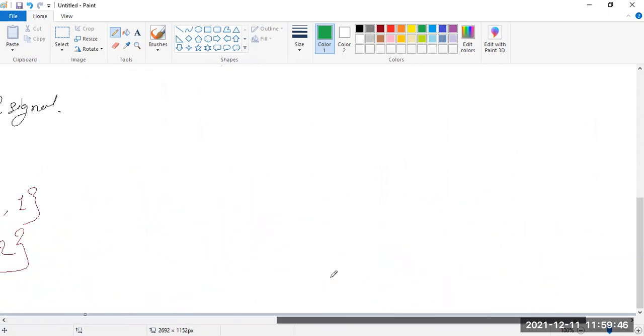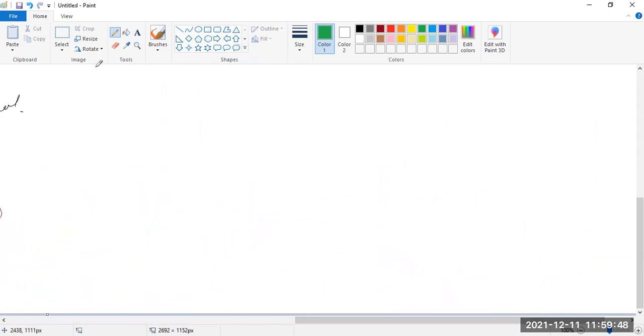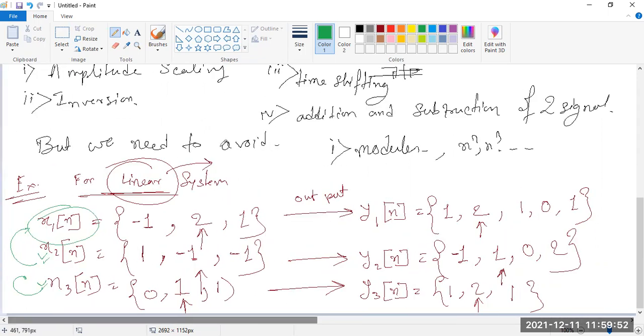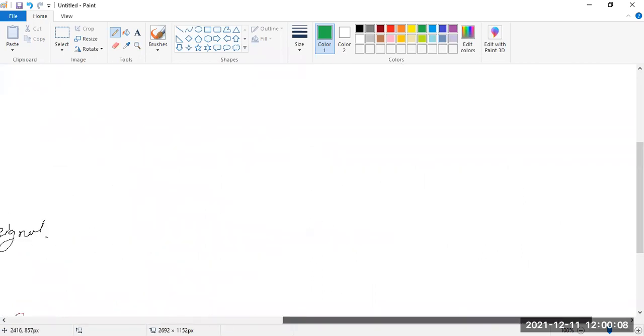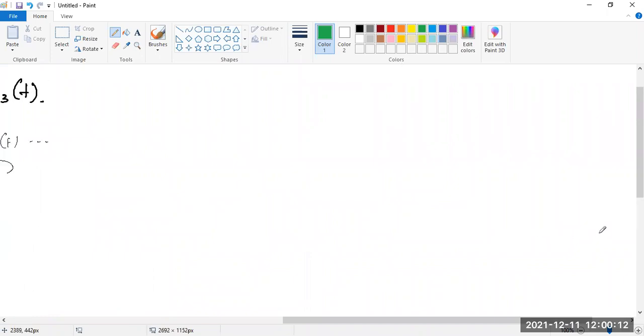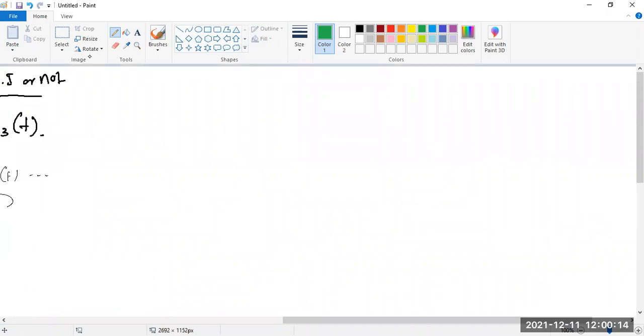First, which operations are allowed? You can use amplitude scaling, inversion, time shifting, addition and subtraction, but you can't take any modulus, x cubed, or any such transformation.